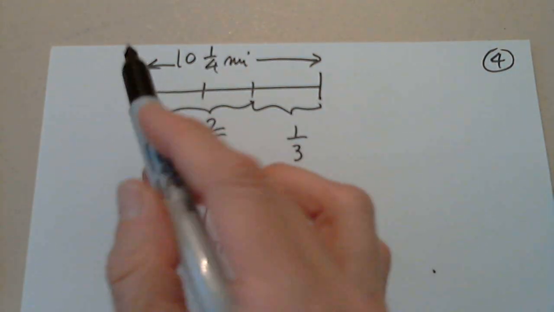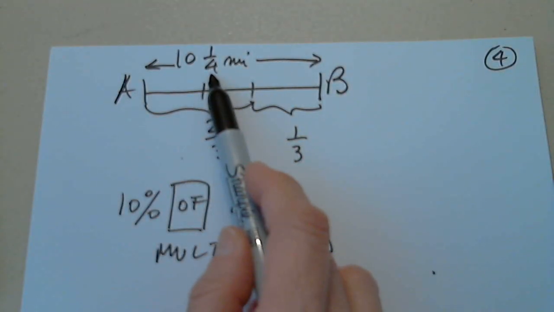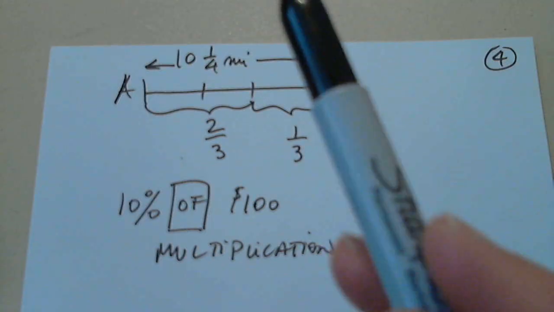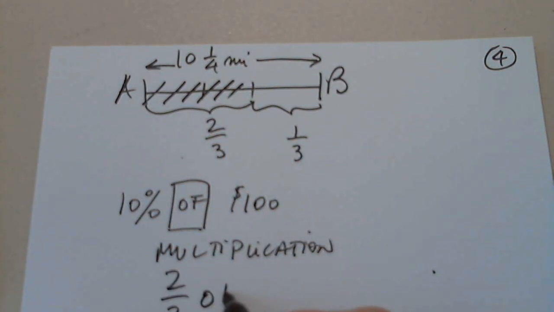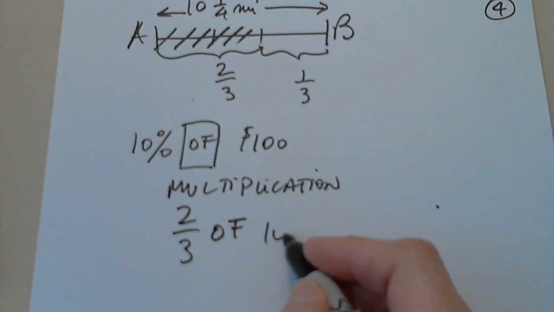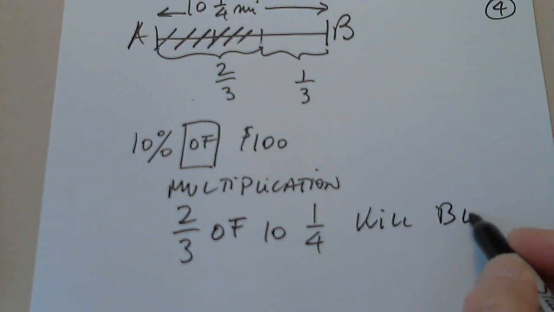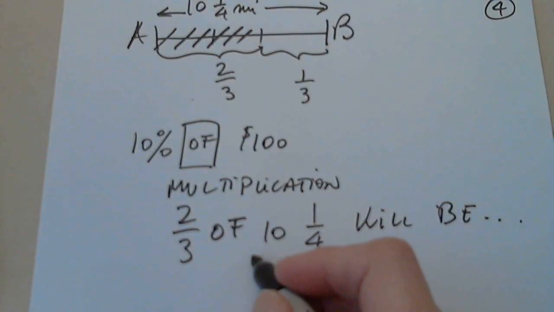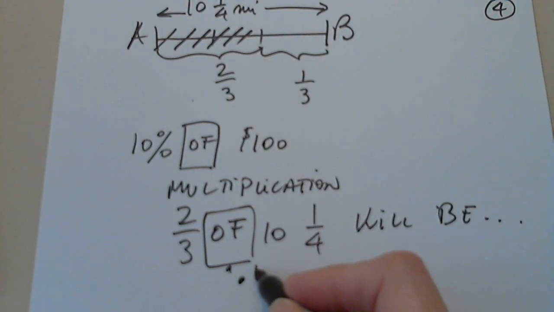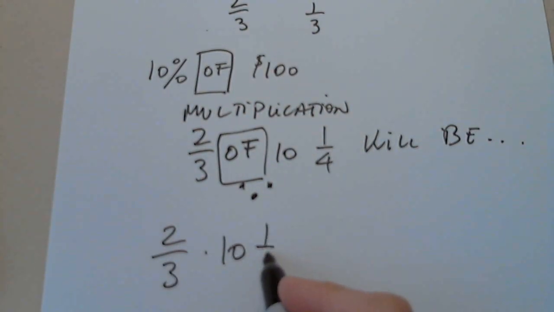They are telling us that the distance between A and B is 10 1/4 miles. And they are telling us that 2/3 of 10 1/4 will be stored offsite. It means multiplication. Of means multiplication. So then I have to multiply 2/3 by 10 1/4.